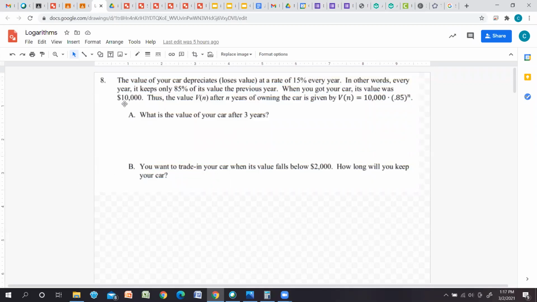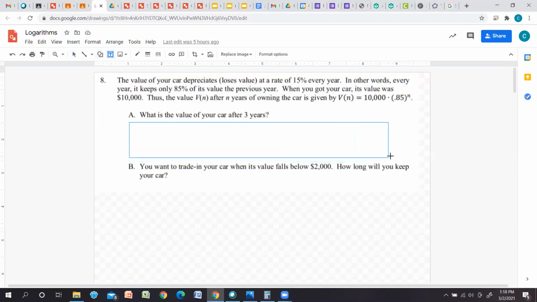So it says the value of your car depreciates, loses value at a rate of 15% each year. In other words, every year it keeps only 85% of its value the previous year. When you got your car, the value was $10,000. Thus, the value V of n after n years of owning the car is given by V of n equals 10,000 times 0.85 to the power of n.